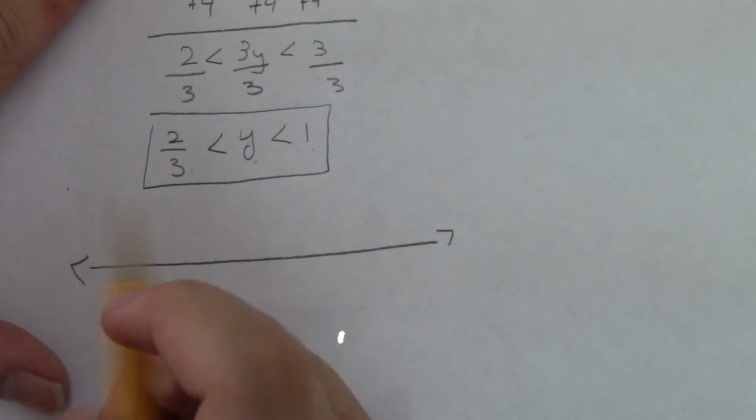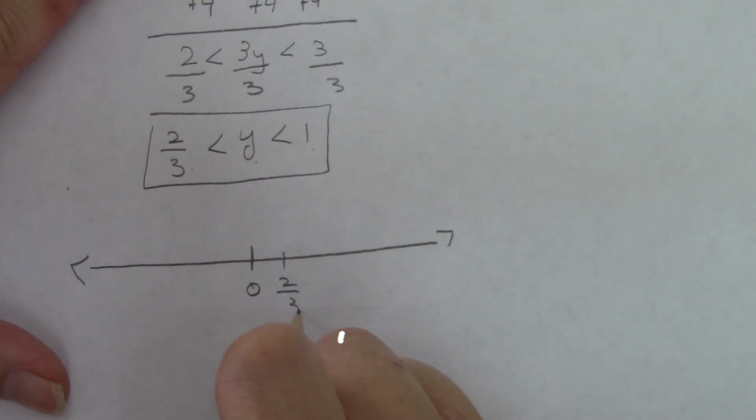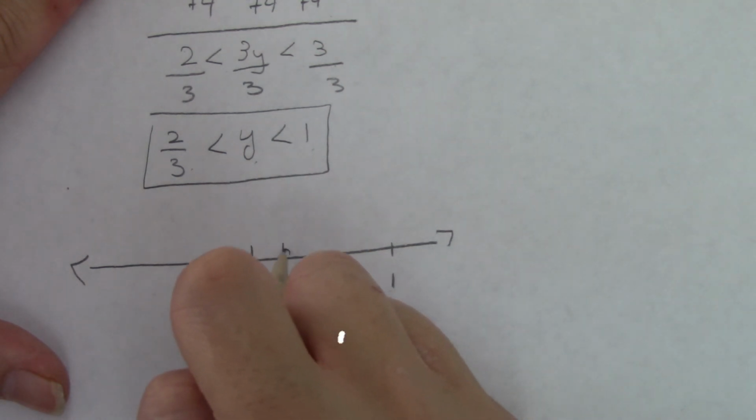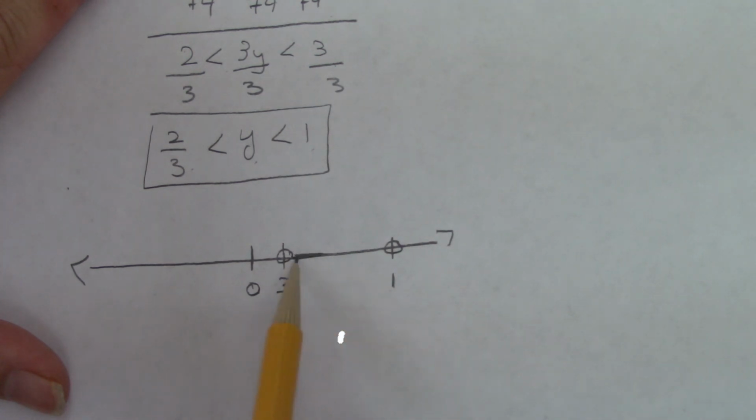To graph that, here's my 0, here's my 2/3, and then here's my 1. It's going to be between 2/3 and 1. I'm going to have an open circle, and I'm just going to shade in between 2/3 and 1. And that is it.